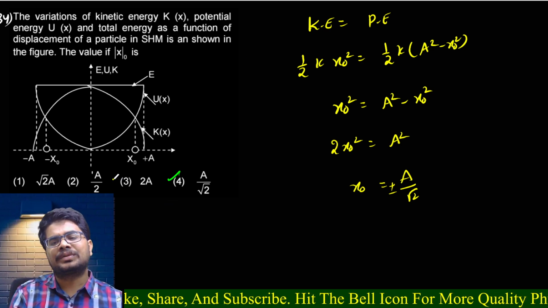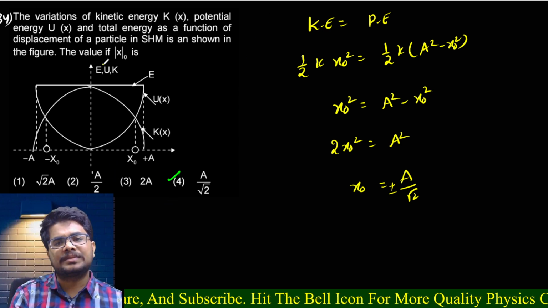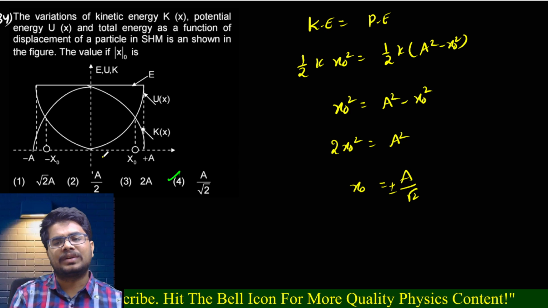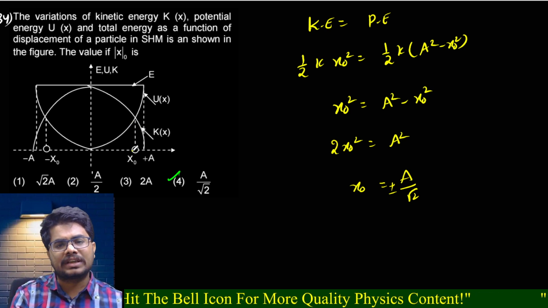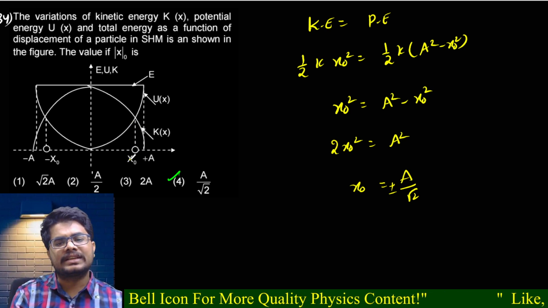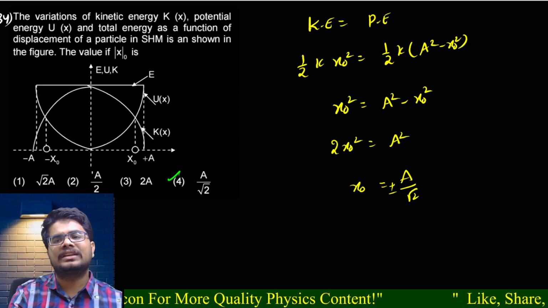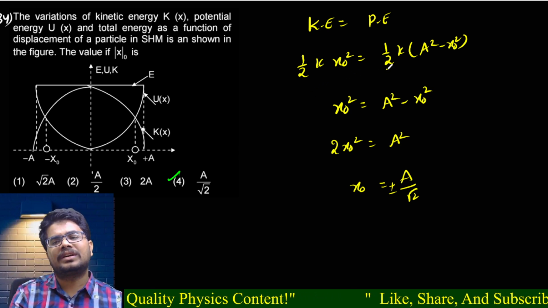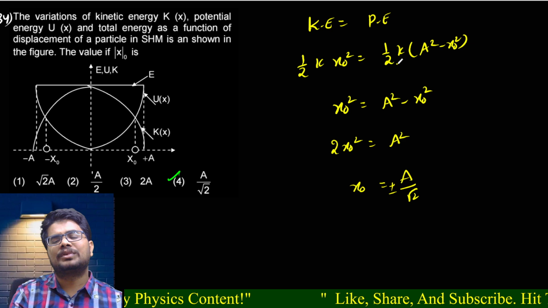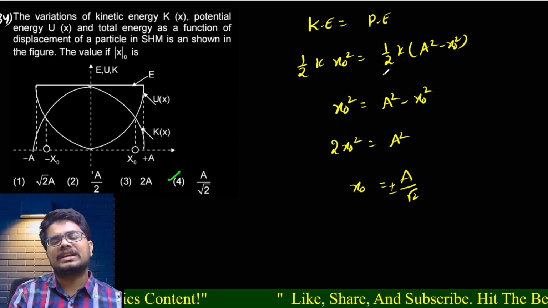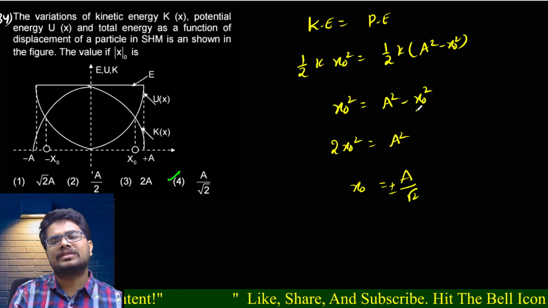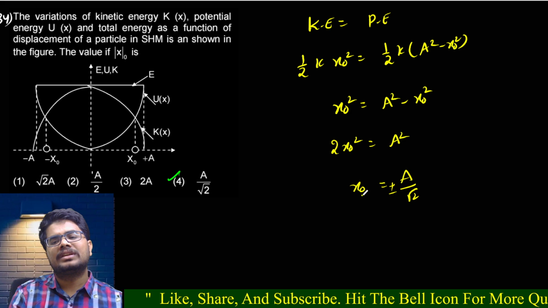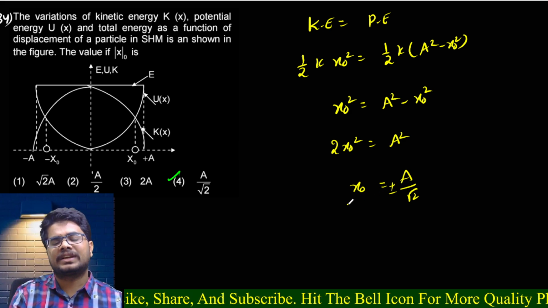This is a direct NCERT question. When the kinetic energy of the system equals the potential energy of the system for an SHM, what is the x0 value at that position? We need to calculate this x0 value. Kinetic energy equals potential energy. Kinetic energy is half k (a square minus x0 square), and potential energy is half k x0 square. So half k cancels. x0 square equals a square minus x0 square, so 2x0 square equals a square. x0 equals plus or minus a by root 2.